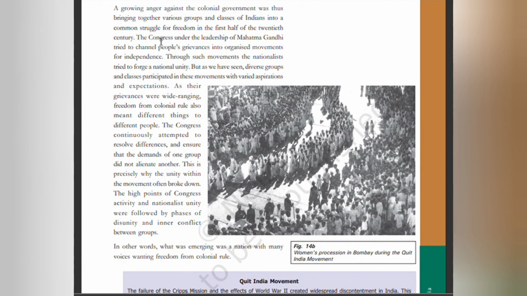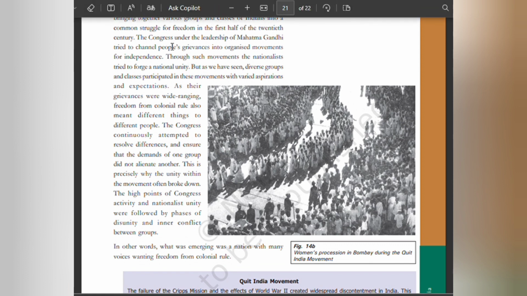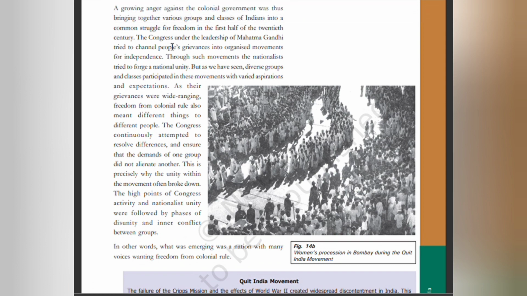A growing anger against the colonial government was thus bringing together various groups and classes of Indians into a common struggle for freedom in the first half of the 20th century. The Congress, under the leadership of Mahatma Gandhi, tried to channel people's grievances into organized movements for independence. Through such movements, the nationalists tried to forge a national unity. But as we have seen, diverse groups and classes participated in the movements with varied aspirations and expectations. As their grievances were wide-ranging, freedom from colonial rule also meant different things to different people.